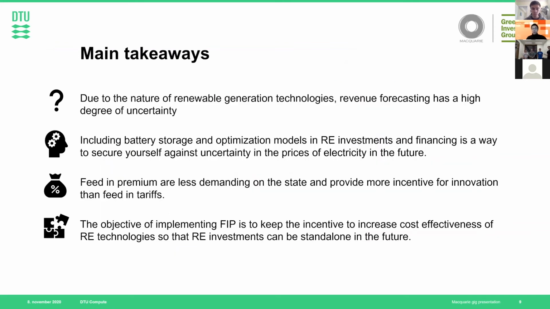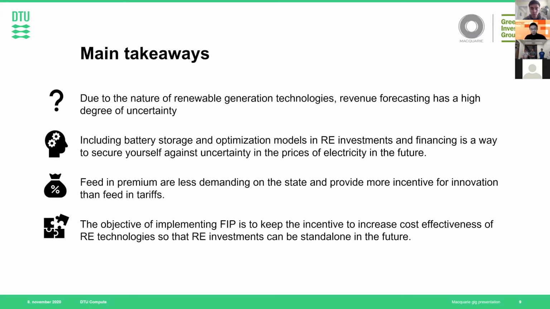All right. So this leads us to our main takeaways from our analysis. Due to the nature of renewable energy technologies, in the future we will have a higher degree of uncertainty associated with our revenue forecasting. And we found that including battery storage and optimization in renewable energy investments and financing is a way to secure yourself against uncertainty in the price of electricity in the years to come. And feed-in premiums are less demanding on the state and provide more incentive for innovation as opposed to feed-in tariffs.